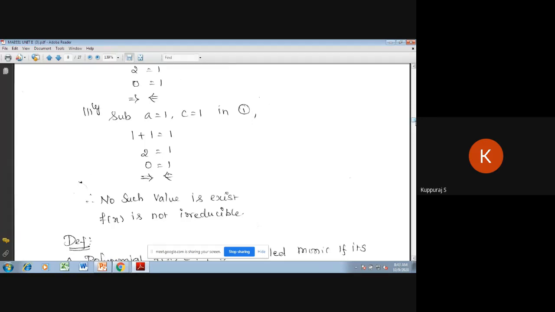So the given polynomial cannot be factorized as a product of linear factors, nor as a product of quadratic expressions. So finally, we have concluded the given polynomial is not reducible. Okay, which means the given polynomial is irreducible.